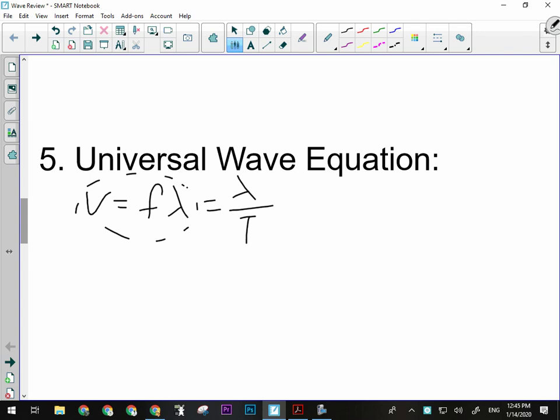The other place where the universal wave equation will come in will be in interference problems, like the 2-speaker questions, and in the air column questions. The standing wave questions will also require it. So it's part of basically everything in the second half of the unit, with the exception of Doppler. So make sure you know how to use it.